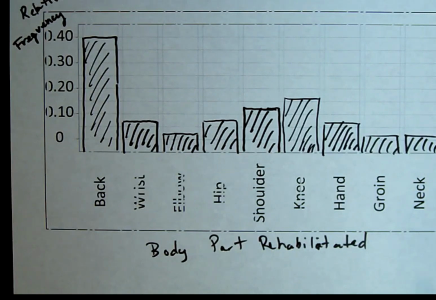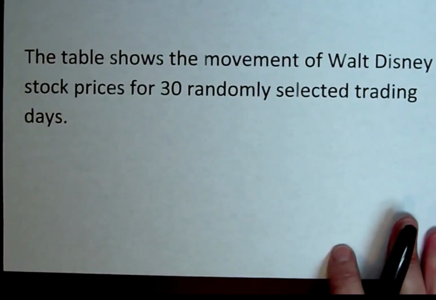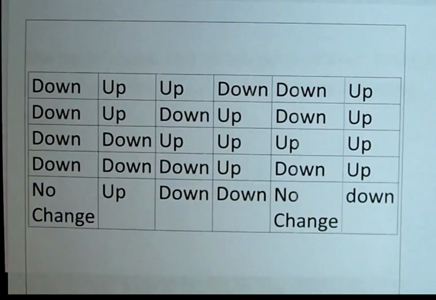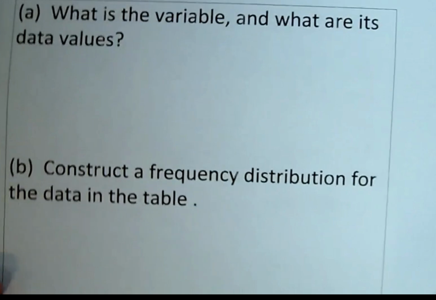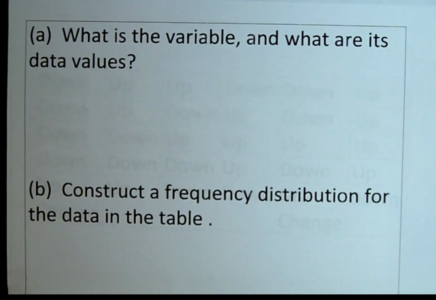Okay, it's now your turn. I've given you a table showing the movement of Walt Disney stock prices for 30 randomly selected trading days. I'd like you to decide what's the variable, what are the data values, construct a frequency distribution and a bar graph, and a relative frequency distribution and a bar graph. So please, please, please do this on your own before you watch the next video. I'll start the next video by going over this for you, but it won't do you nearly as much good as doing it on your own, even if you make mistakes.